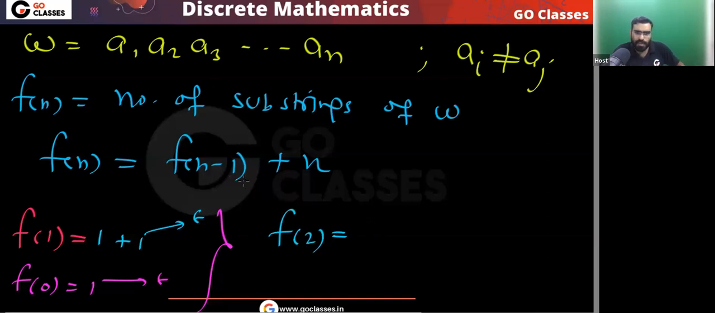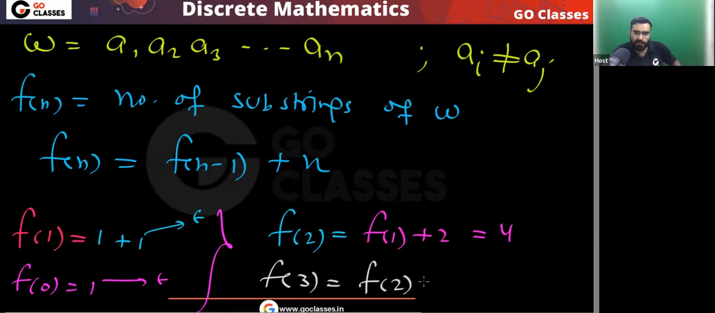F2 will be Fn minus 1 plus n. So I can say that will be F1 plus 2. So that will be F1 plus 2, that will be 4. Agree? So tell me, what is F3? F3 will be F2 plus 3. So that will be 7.